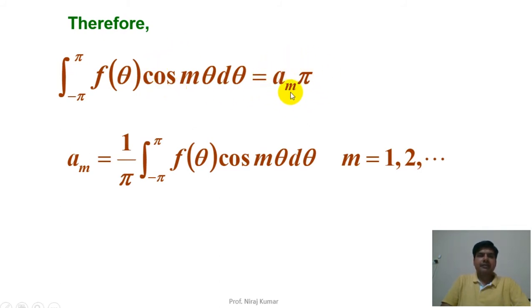So am is equal to 1 by pi times the integral from minus pi to pi of f theta cos m theta d theta, where m is 1, 2, 3 and so on.